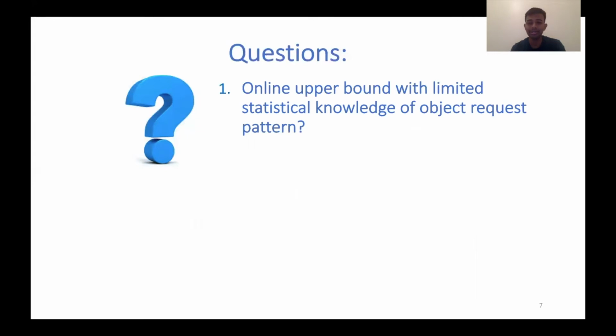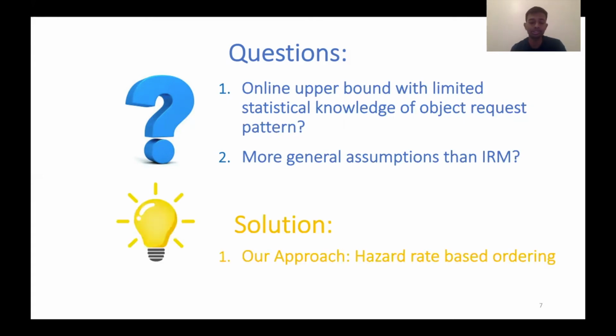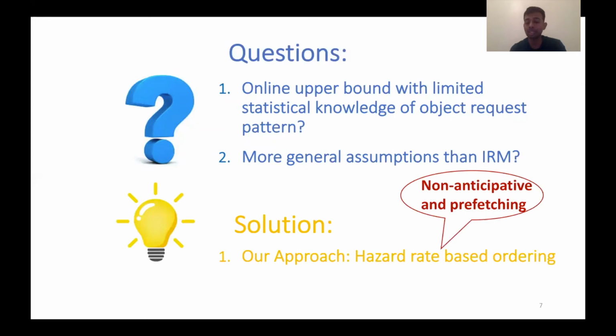So a natural question that arises here is, would we be able to find an upper bound on object hit probability based on limited statistical knowledge of the object request pattern, in an online, non-anticipative manner? And the second question is, can we have more general assumptions than the independent reference model in this context? So what we do in this work is propose such an upper bound, which is based on hazard rates. Our proposed upper bound is non-anticipative and prefetching based.